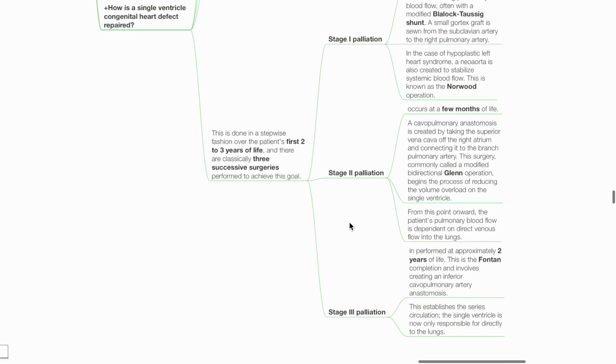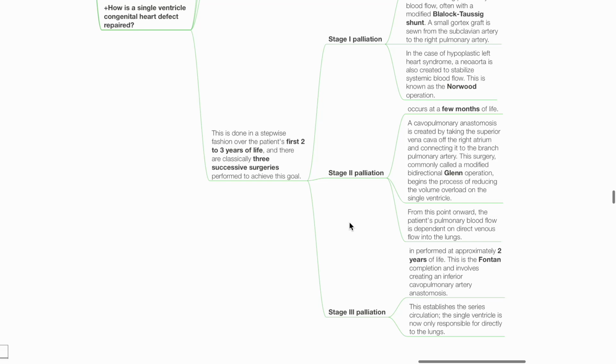Stage 2 palliation occurs at a few months of life. A cavopulmonary anastomosis is created by taking the SVC off the right atrium and connecting it to the branch of pulmonary artery. This surgery, commonly called modified bidirectional Glenn operation, begins the process of reducing volume overload on the single ventricle. From this point onward, the patient's pulmonary blood flow is dependent on direct venous flow to the lungs.